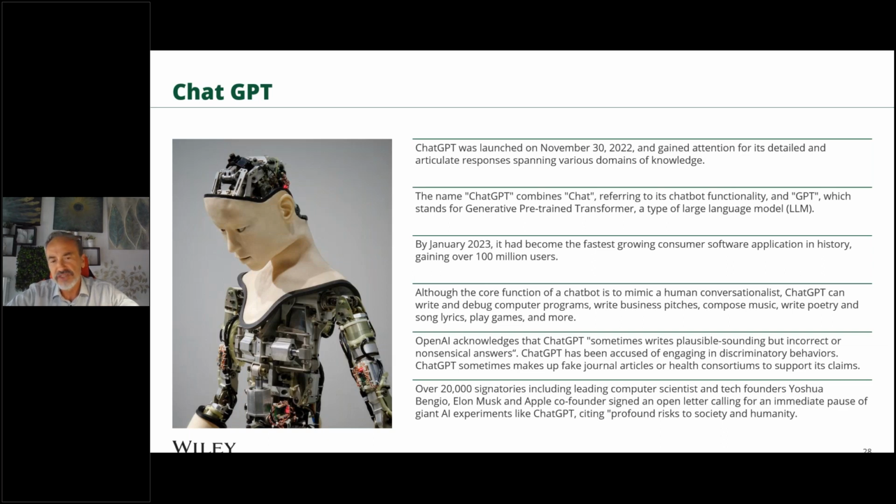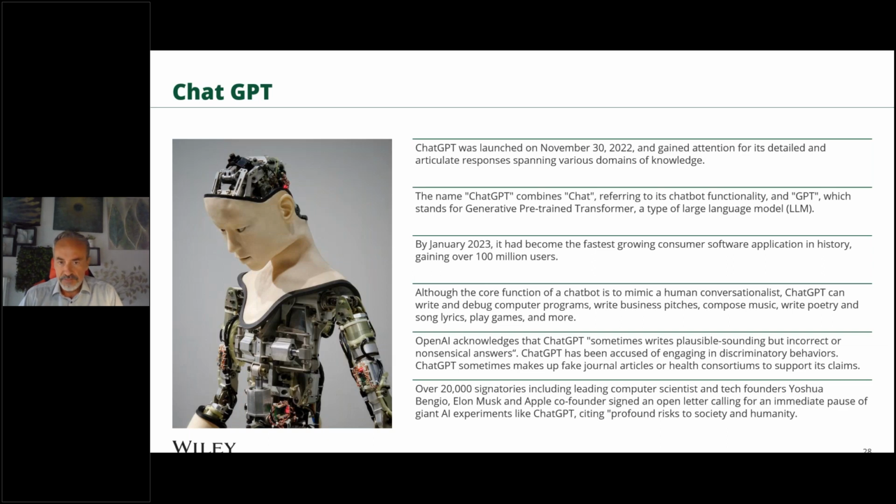But let me just do some considerations on the use of ChatGPT. As you probably know, ChatGPT was launched on November 30th and gained attention for its detailed and articulate responses spanning all domains of knowledge. By January 2023, it had become the fastest growing consumer software application in the history of mankind. Basically, you all know that OpenAI reached 100 million users in a week.